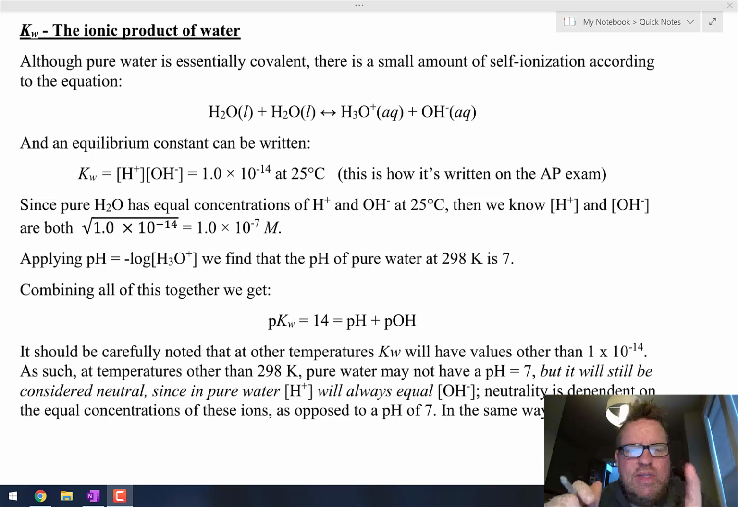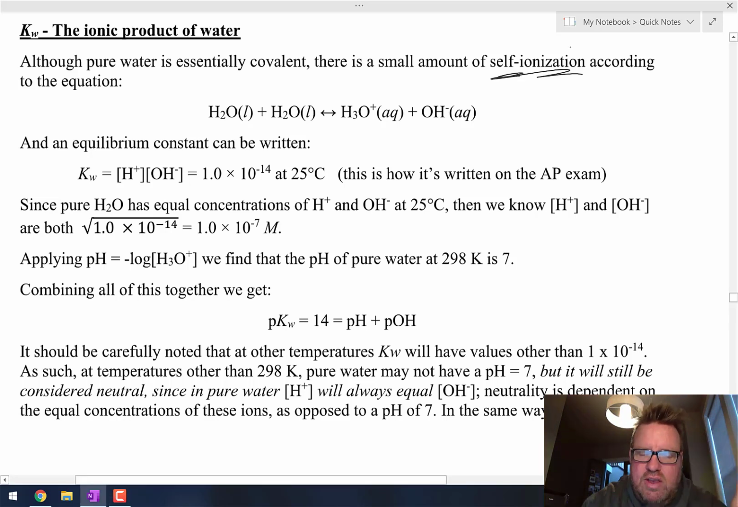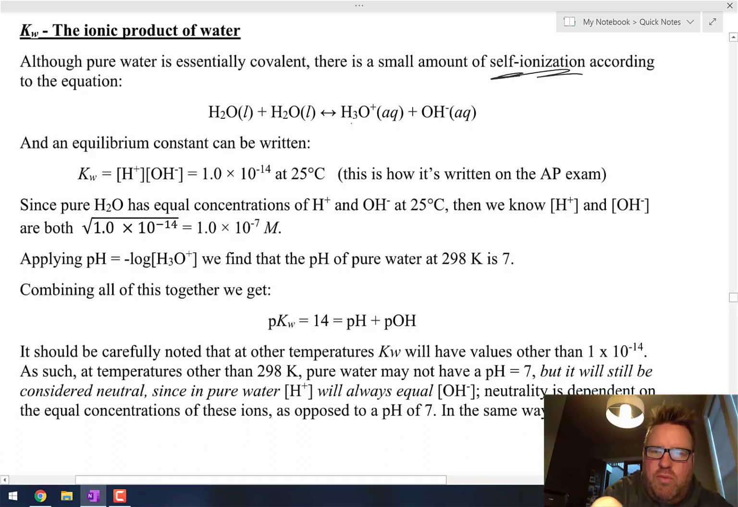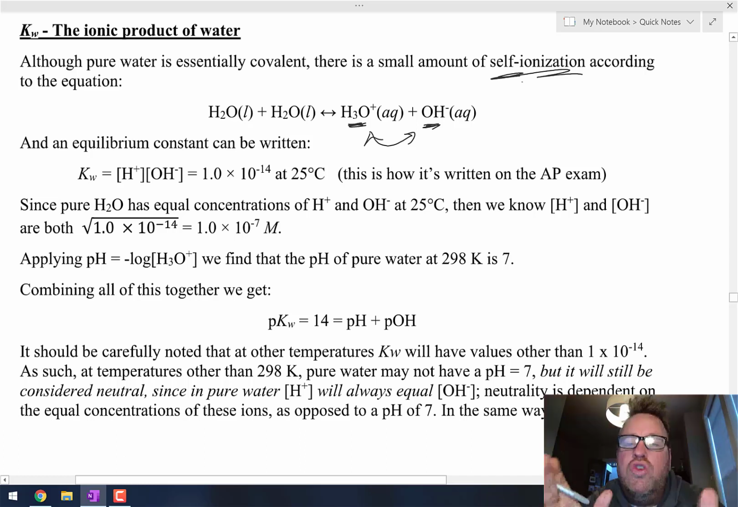The reason that happens is that even in a basic solution or even in an acidic solution, water all by itself does what's called some self-ionization or autoionization. The name doesn't really matter, which means that a glass of water sitting there by itself, to a very small extent, will create hydrogen ions and hydroxide ions. And as long as those two are equal to each other, then it is a neutral solution. We'll talk about what that means here in just a second.